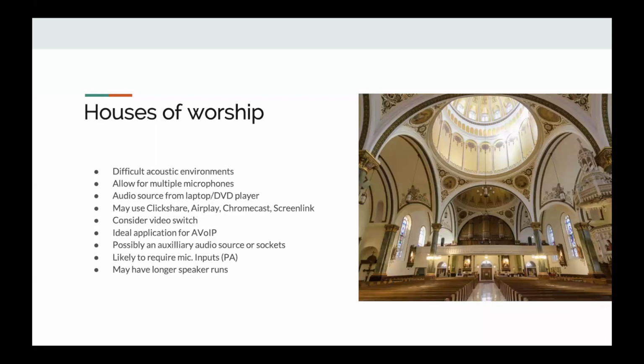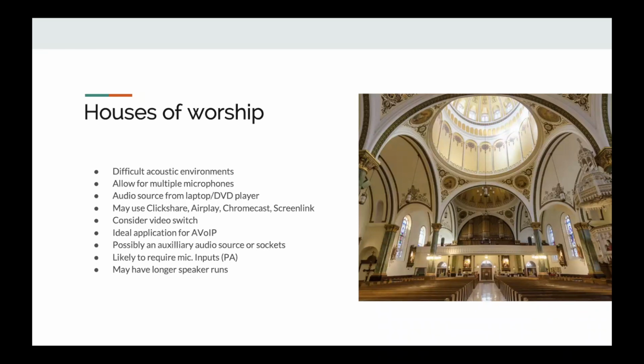Houses of worship are a very fast-growing part of consumer AV, commercial AV. Generally speaking, they're very difficult acoustic environments because they have high ceilings, they're old buildings, they generally have very little fabrication other than perhaps a small runner. You need to allow for multiple microphones because quite often services are deployed differently according to the time of the week and the time of the day.